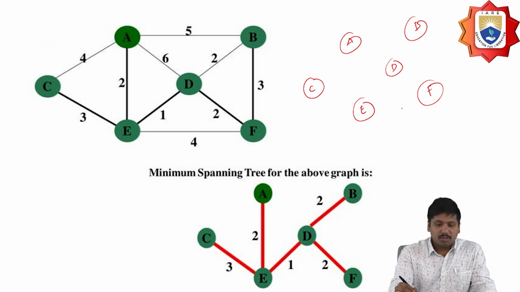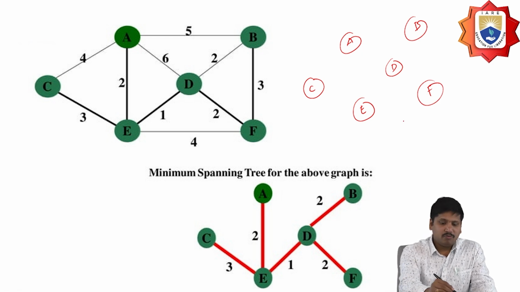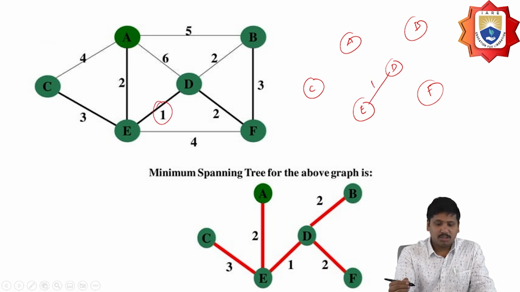So from this one, identify what is the minimum weight first. So the first minimum weight is 1. So 1 is going to be considered. And next, I'm going to consider the next minimum weight. So that should be 2. I'm selecting this edge.